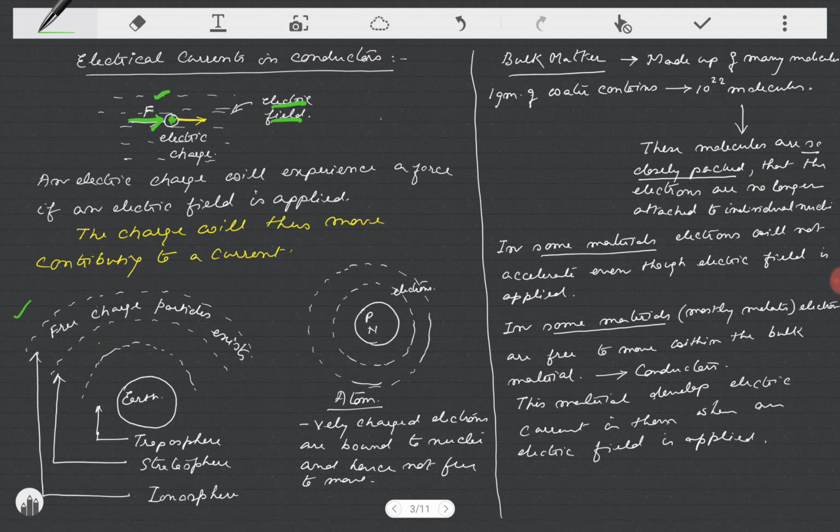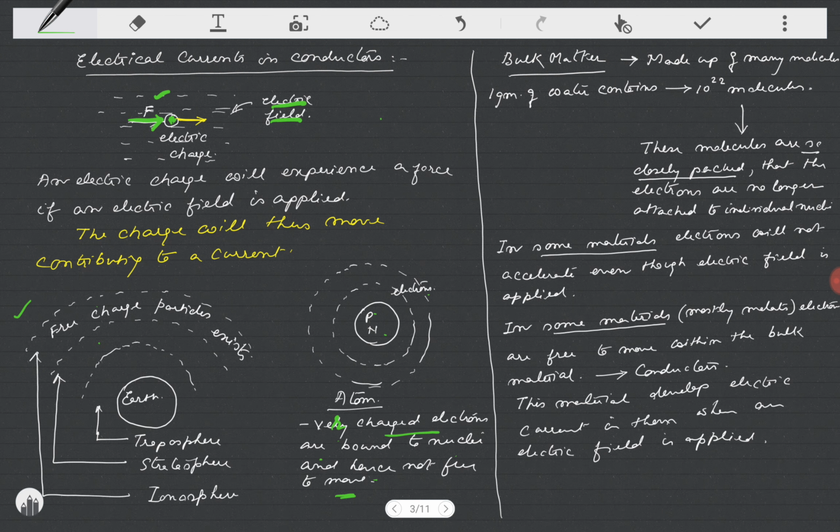However, in atoms and molecules, the negatively charged electrons and positively charged nuclei are bound to each other, and they are not free to move. See here, protons and neutrons in an atom, with electrons. The electrons are bound to the nuclei and hence not free to move. They are pulled towards the nuclei.